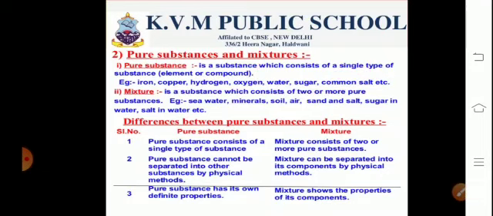Let us try to understand the difference between pure substances and mixtures. Pure substances are made up of a single type of substance, whereas mixtures comprise two or more substances. Pure substances cannot be separated by physical methods, whereas mixtures can be separated by physical methods. For example, a mixture of sand and iron filings can be separated by using a magnet. Pure substances have their own definite properties, whereas mixtures show the properties of the components they are made up of.